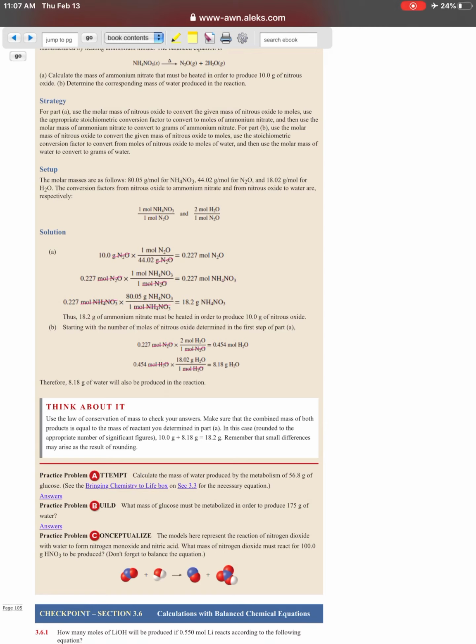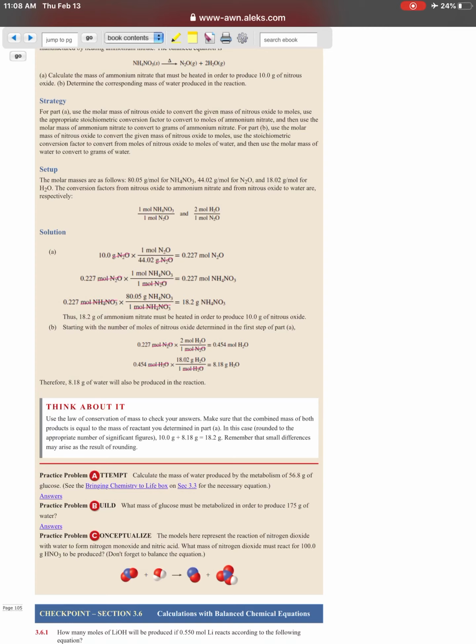Now, what we can do is convert that into grams. The question was how many grams, or what's the mass? When you hear grams or mass, they mean the same thing. Grams is the unit, mass is the quantity, but we will change back and forth. This many grams or that mass, it means the same thing. 0.227 moles of NH4NO3 times the molar mass of NH4NO3 gives you the grams of NH4NO3, which is 18.2 grams.